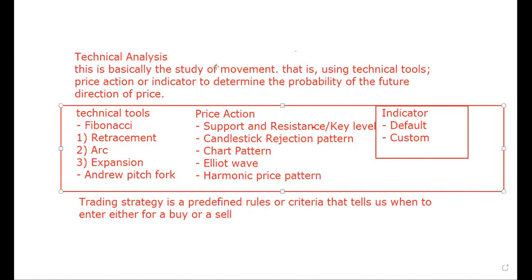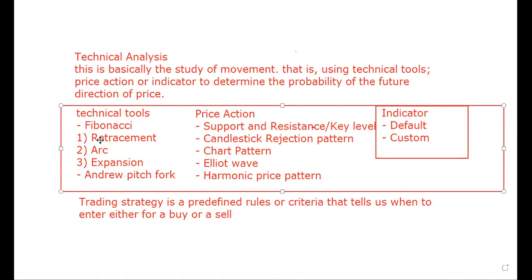Funny enough, what even makes it different is you can even combine. I can come up and say, for my trading strategy, I'm going to be using support and resistance with retracement. I may say I'm combining support and resistance with an indicator. I can say I'm combining support and resistance with a candlestick rejection pattern. Or probably I may tell you I'm combining chart pattern with Fibonacci. So you can combine any of these, but you must have one.